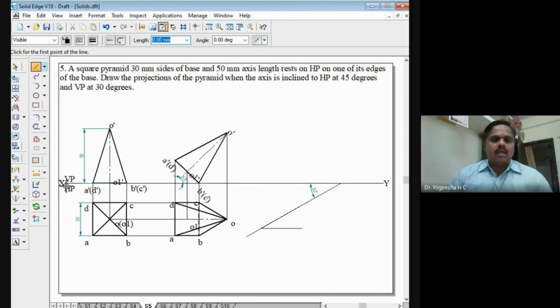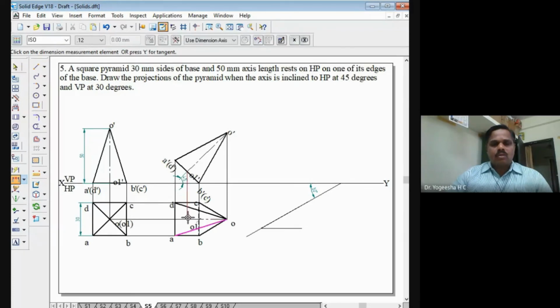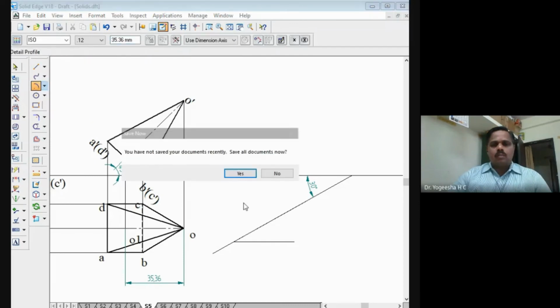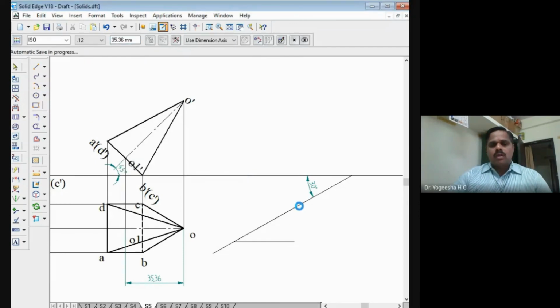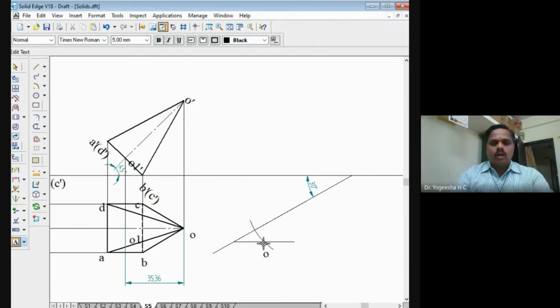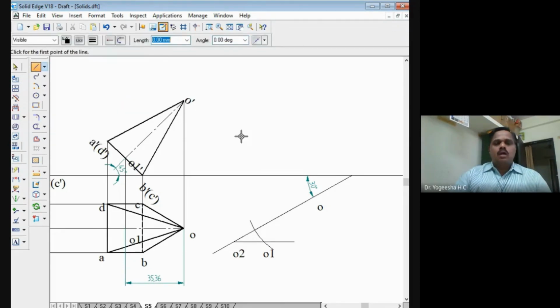Now I have to take the apparent length. I will measure the apparent length now. Go for distance between tool, measure the apparent length of the axis here, whatever that apparent length is there, that is 35.36, right? I will just zoom that area. I will take the arc tool now, arc by center point, right? I will take this end point, the point O as center, right? And radius is equal to 35.36. I'll cut here. So this is your point O1. So this is the point O1 and this point is O here. And whatever this point is there, I can call it as O2. OO2 is the true length. OO1 is the apparent length. I'll join now OO1 with a thin line.